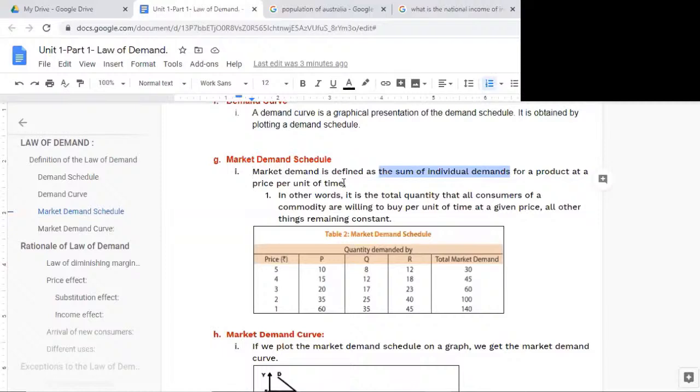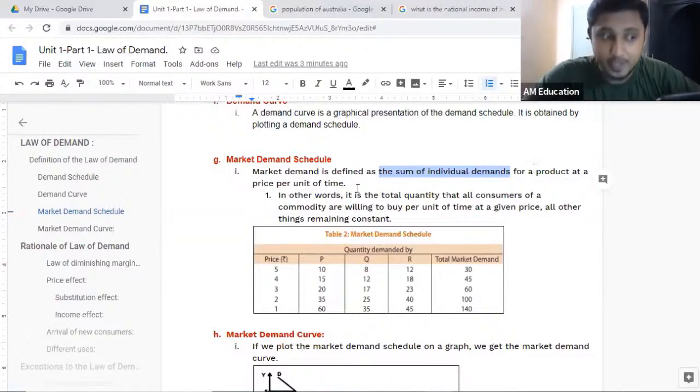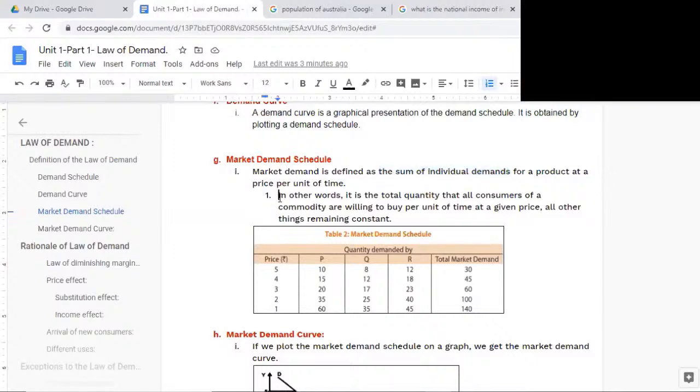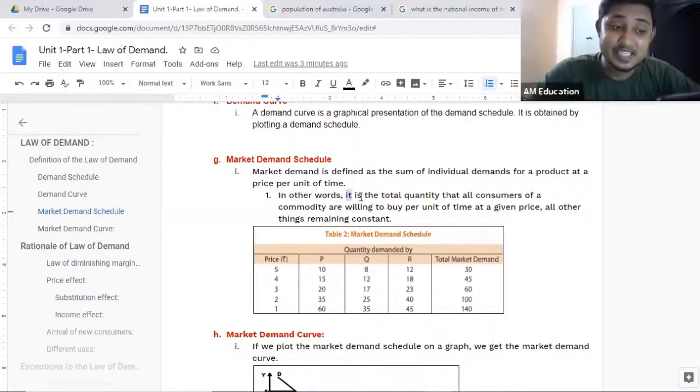Market demand is defined as the sum of individual demand for a product at a price per unit of time. In other words, it is the total quantity that all consumers of a commodity are willing to buy per unit of time at a given price, all other things remaining constant. It is the total quantity. What was our total quantity?